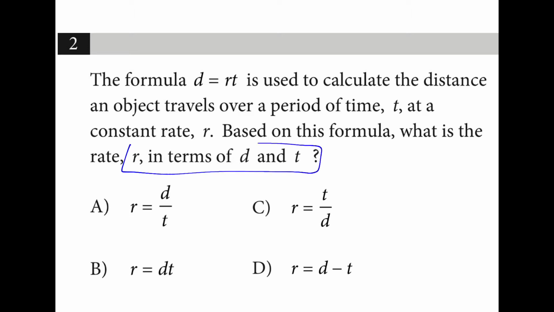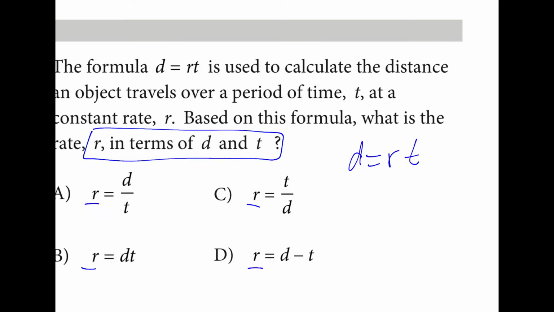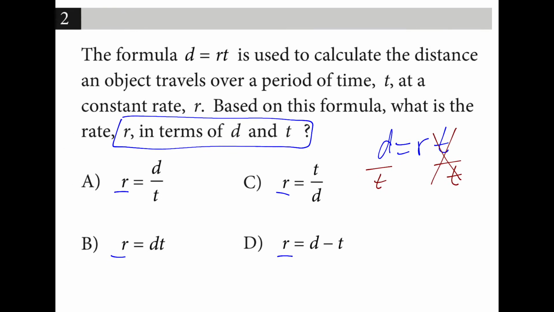With this last part here, when they say r in terms of d and t, they're asking you to solve the equation for r. If you weren't sure, you could look at all the answer choices. They say r equals something. So to get r by itself, we're going to divide both sides by t. That cancels out over here, and r is equal to d over t.